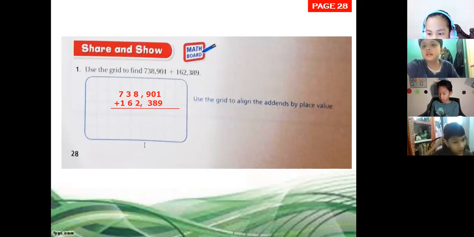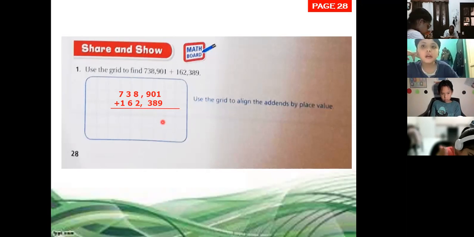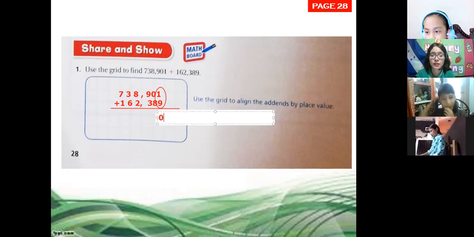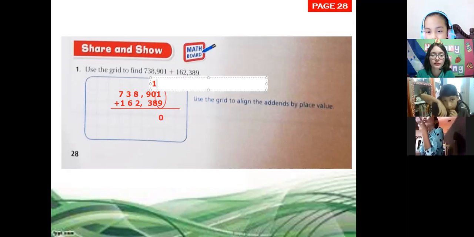Which number do you add first? Santiago, 7 plus 1 or 1 plus 9? Which do we have to add first? The 1 plus 9, right? We add this first. What is the answer? 1 plus 9. 10. So we write 0 and we regroup the 1 on the 10s.